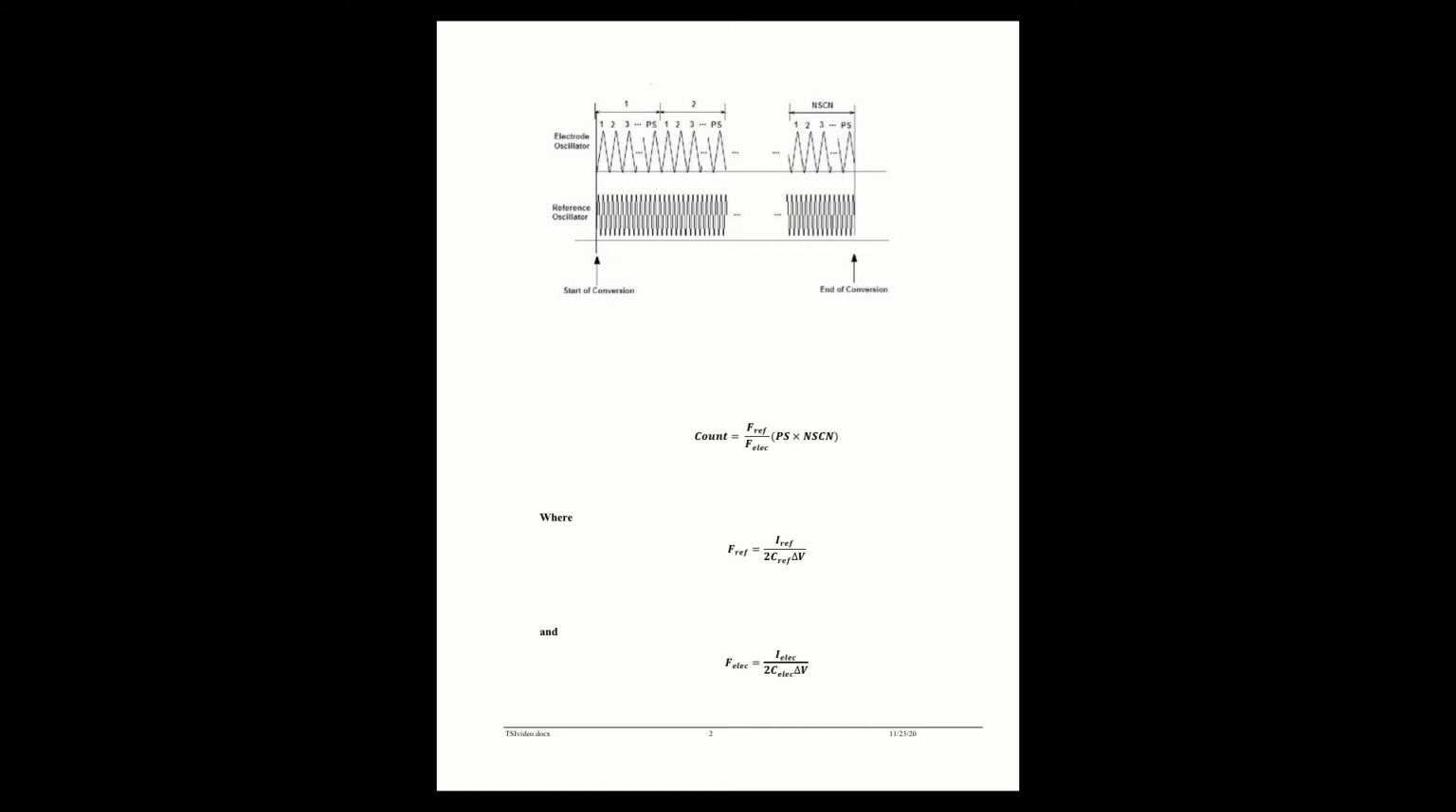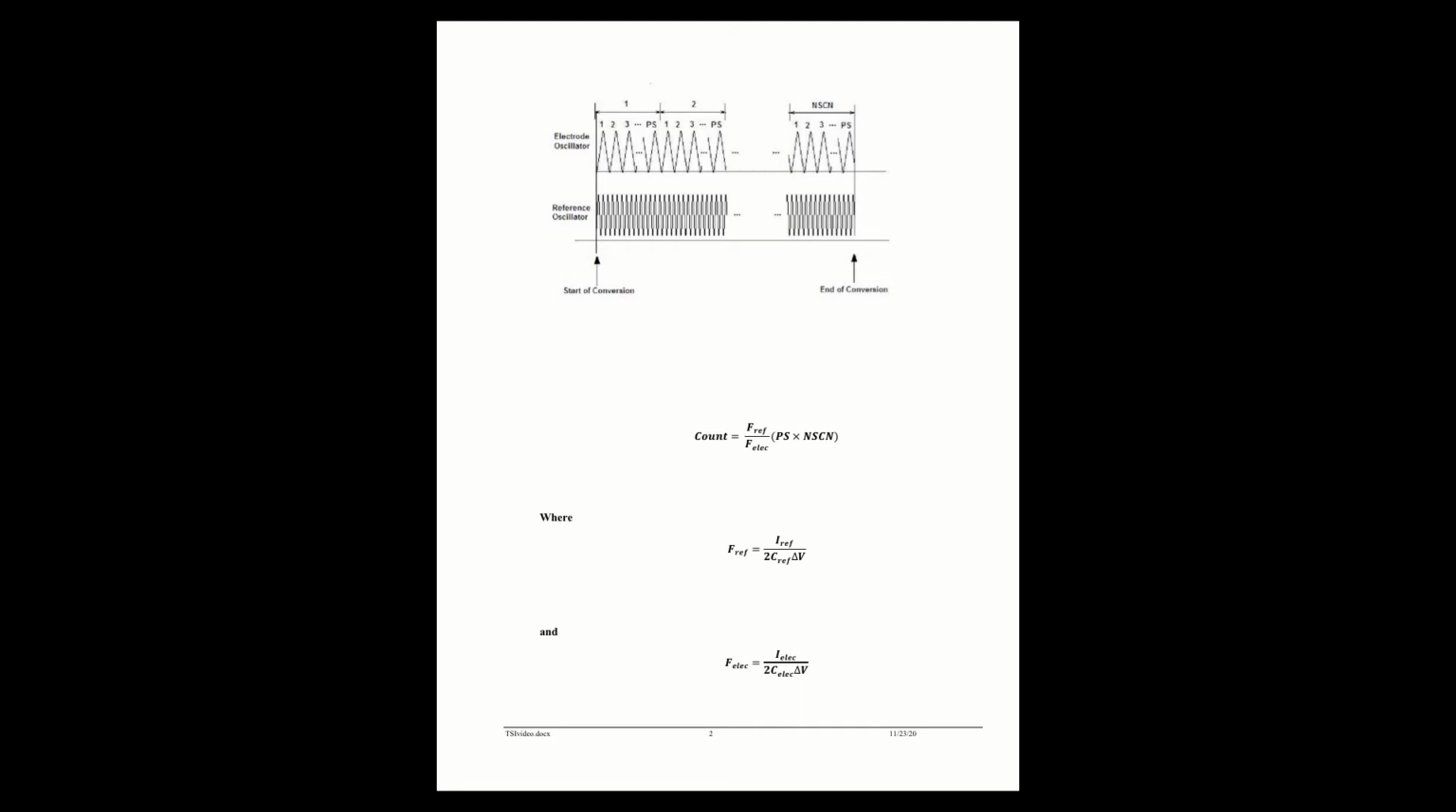The way it works is we have two oscillators. We have the electrode oscillator that's controlled by the touchpad itself, the capacitance of the touchpad. And then we have a reference oscillator whose frequency is controlled by the internal oscillator. So what happens is that while we are going through these cycles of the electrode oscillator, the circuit is counting the number of cycles in the reference oscillator.